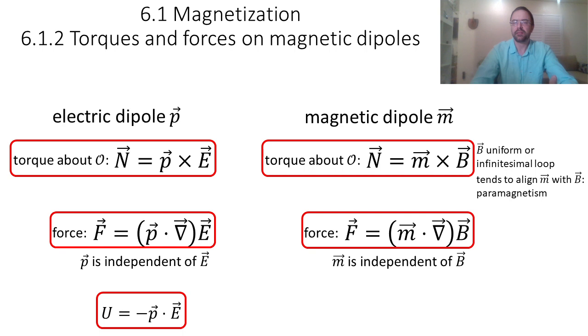Now remember that this m dot gradient notation represents the variation of B in the direction of m. So if B is not uniform in the direction of the dipole moment, then there will be a net force. And also by analogy, the potential energy is given by minus m dot B. Again, you see that the potential energy is minimum when m and B are aligned in the same direction.